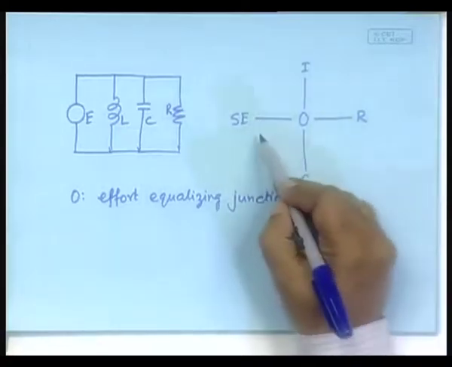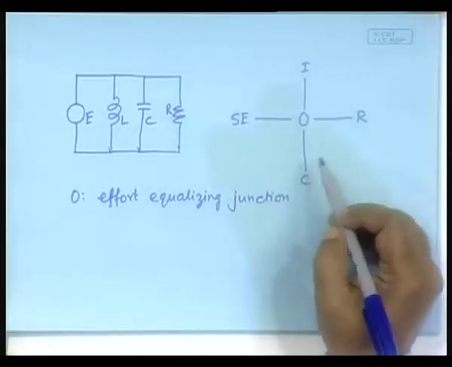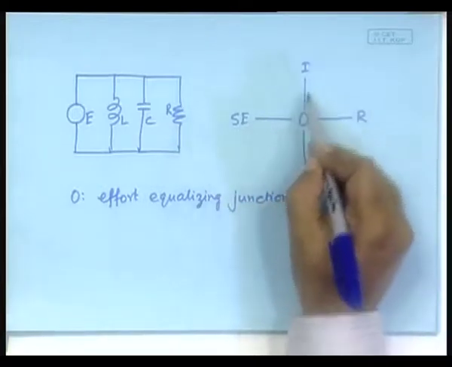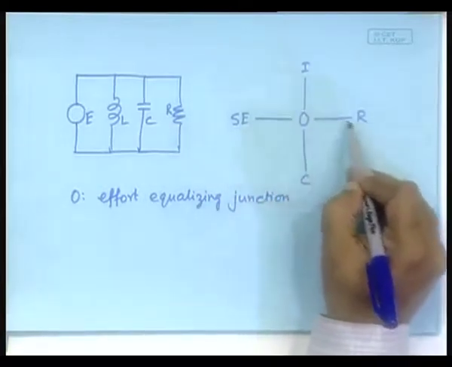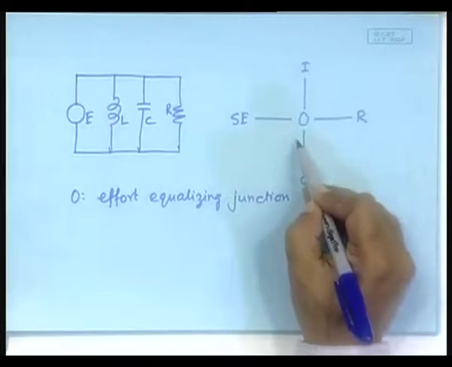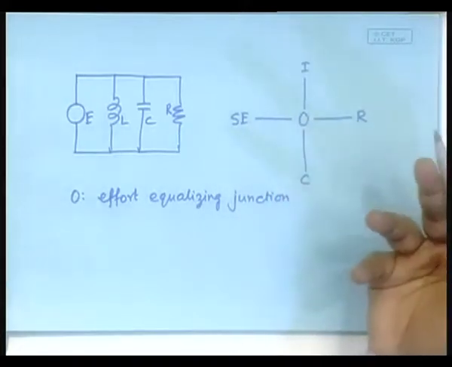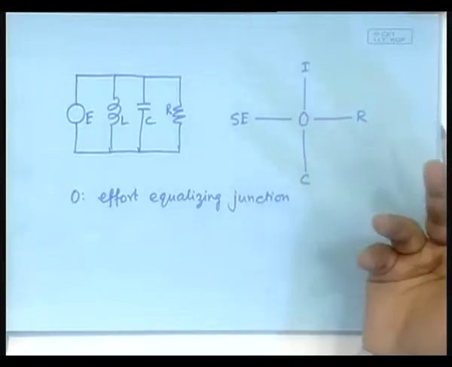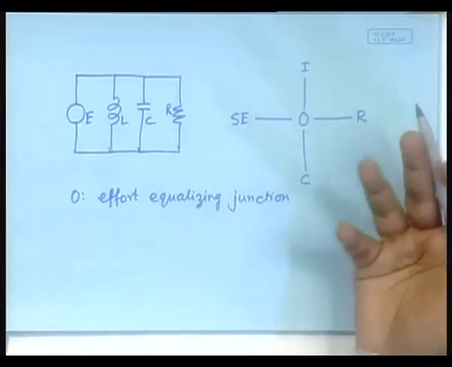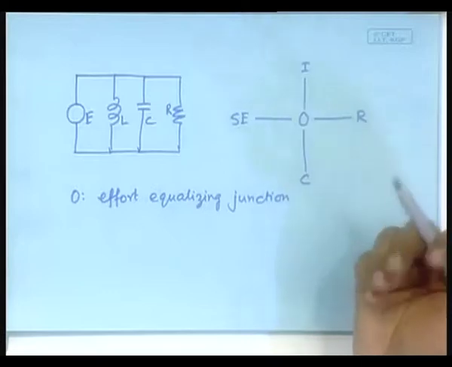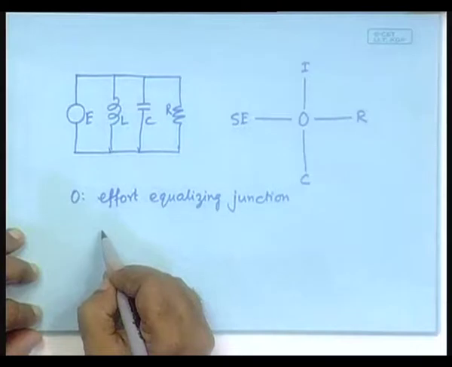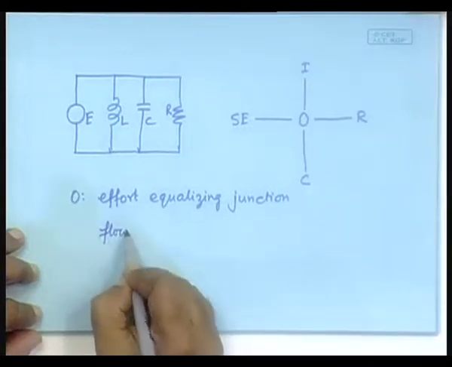Since the power coming into the 0 junction is the effort and the flow here, effort and the flow here, effort and the flow here, and all that ultimately should be 0, and since the efforts are equal, we in effect get Kirchhoff's current law. So, this is also a flow summing junction.